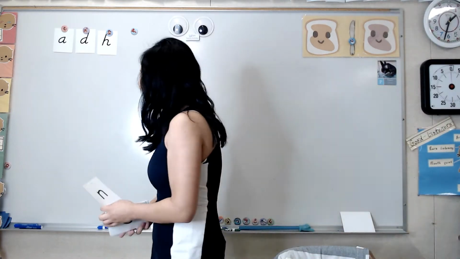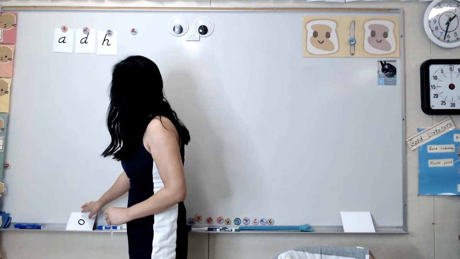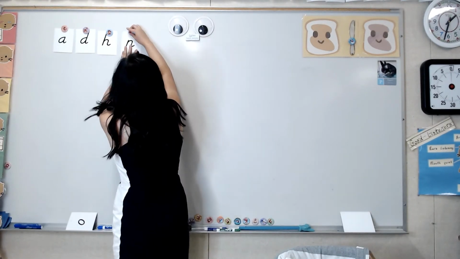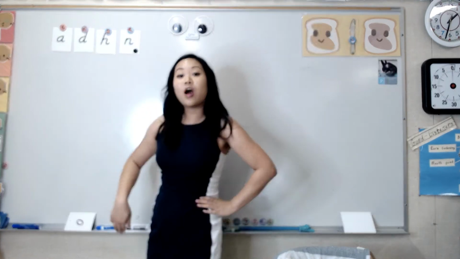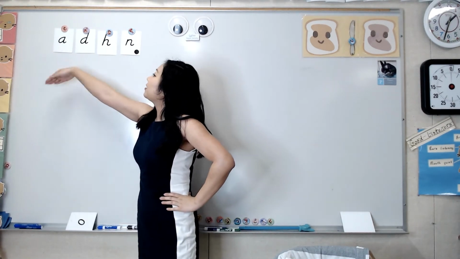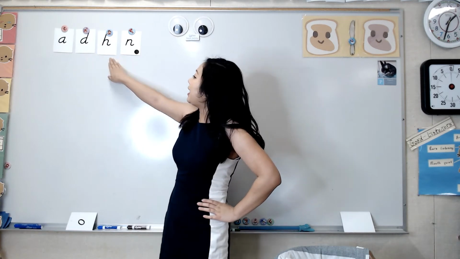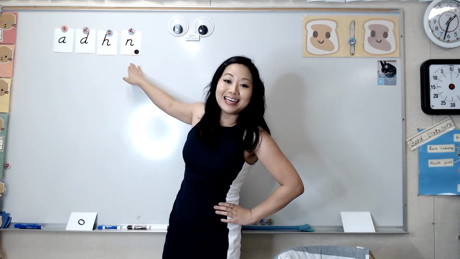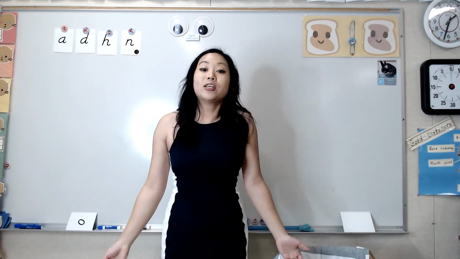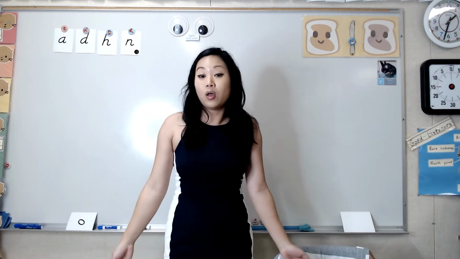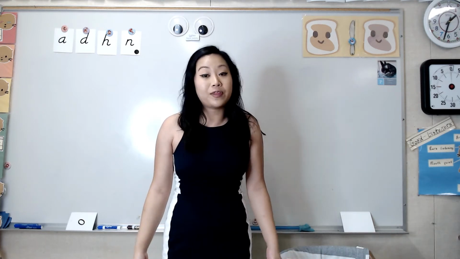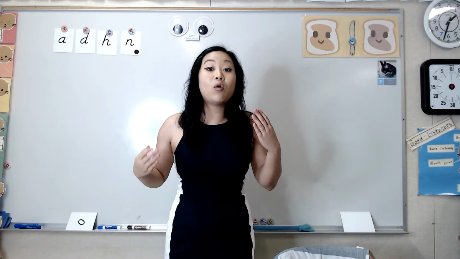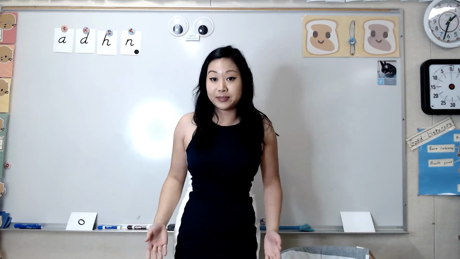Now remember, friends, I told you you were in charge of remembering some special letters for today. Those letters are A, D, H, and N. And remember, friends, all week we've been talking about how we can spell words using letters of the alphabet, but that the order of those letters matters.